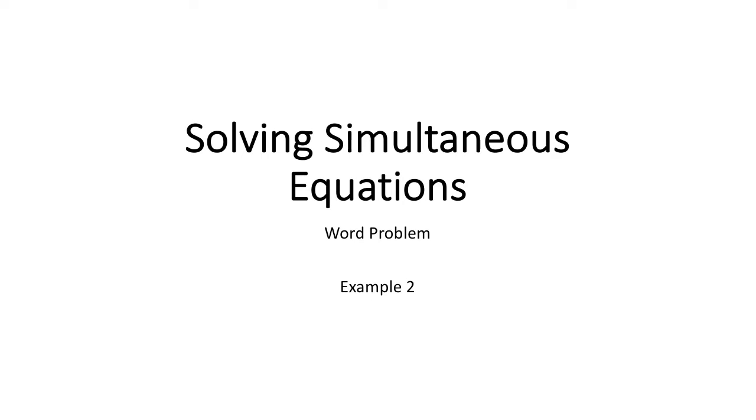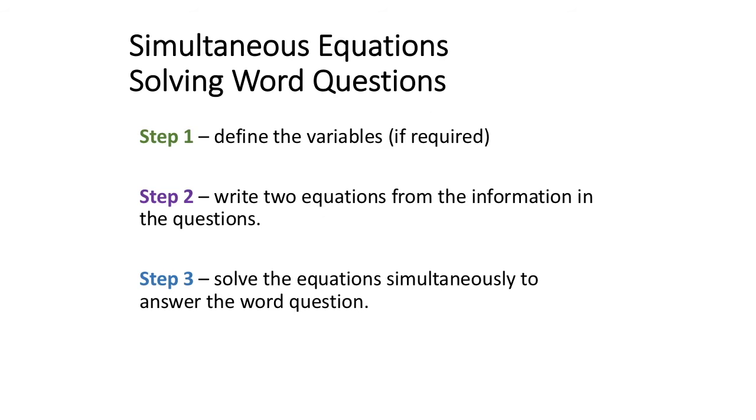This video will look at an example of how we use simultaneous equations to answer a word problem. To use simultaneous equations to solve a word problem, the first step is to define the variables if required. Sometimes the question will do that for you. Other times you will need to define what those variables are going to be. You can use X and Y, or any other combination of variables you choose. Sometimes I find it easier to use X and Y because that is what I'm used to using.